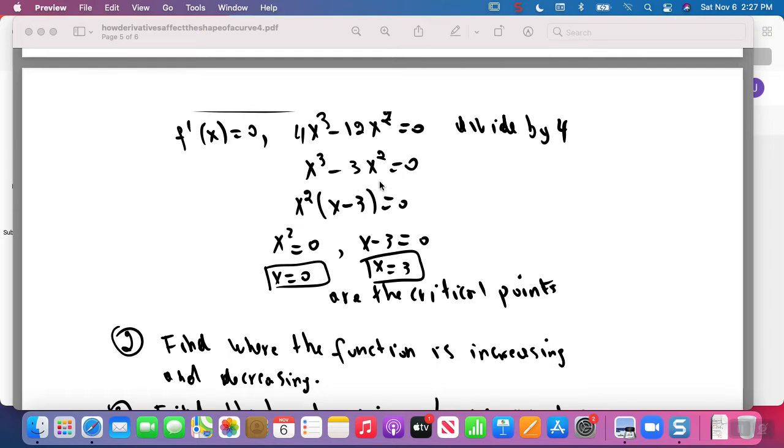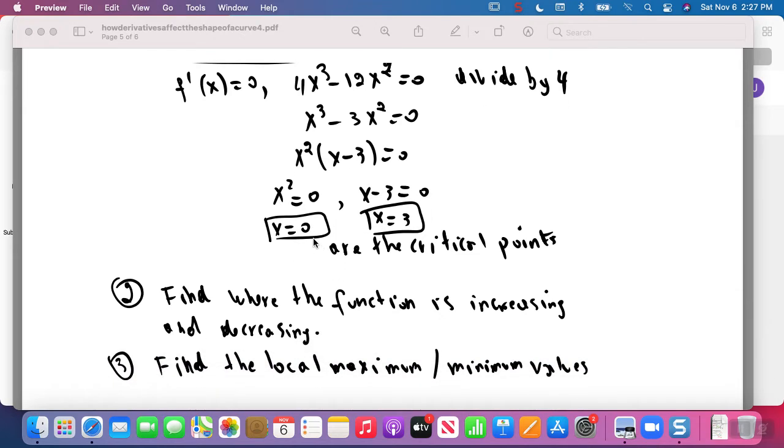You don't divide by a variable. You factor out a variable. So we factor out x squared. We get x squared times the quantity x minus 3. Set x squared equals 0, you get x equals 0. x minus 3 equals 0 gives you x equals 3. So we have two critical points. We have 0 and 3.